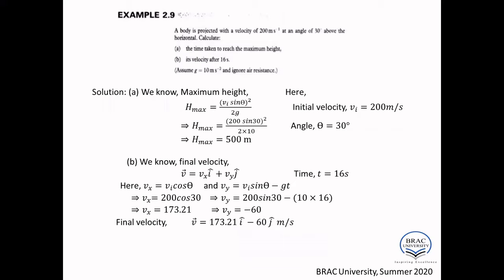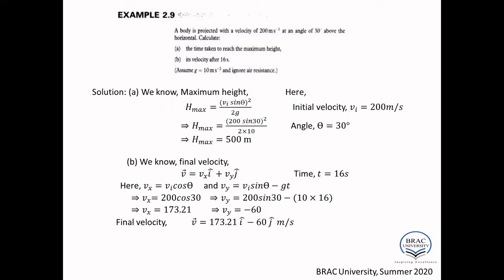Now let's solve a problem related to these topics. So first one: a body is projected with a velocity of 200 meter per second at an angle of 30 degree above the horizontal. Now calculate (a) the time taken to reach the maximum height and (b) its velocity after 16 seconds. Okay. Now assume g equal to 10 meter per second square and ignore air resistance.